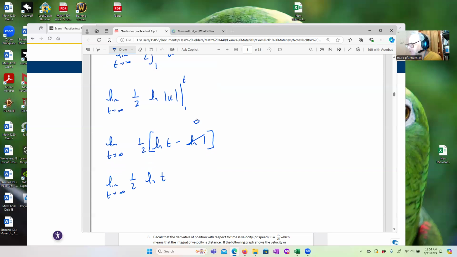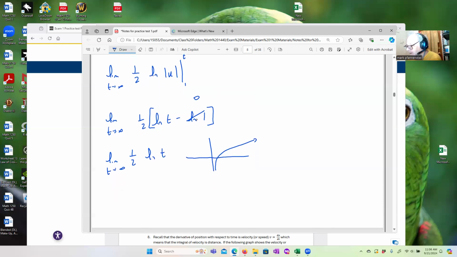Natural log of t as t goes off to infinity is also infinity. Remember what the natural log graph looks like? Something like that. It's too steep, but it still looks something like that. So as t goes off to infinity, natural log goes off to infinity. This is what they call a divergent integral. So your answer for this one is going to be that the value for this integral diverges. Okay, that's all we have to do at that point.